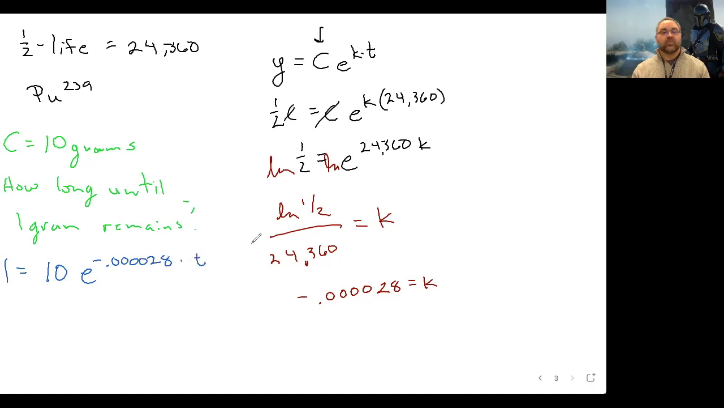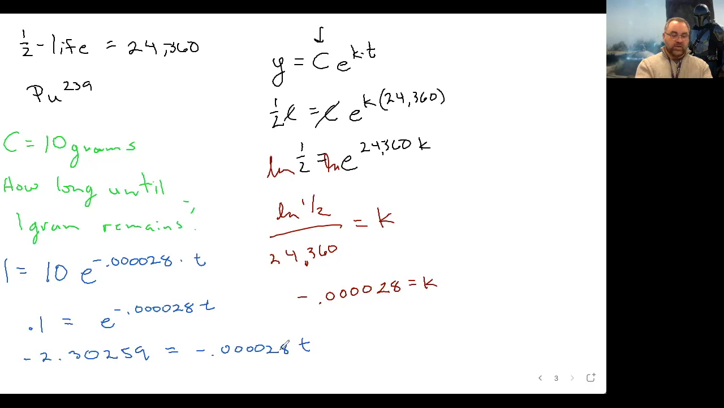I need to solve this equation for t. Right away, you can see you have to isolate the exponential. So we'll get 0.1 equals e to the negative 0.000028t. Again, natural log both sides. I'm going to do that right now. Natural log of 0.1 is negative 2.30259. And divide by our constant, divide by negative 0.000028.